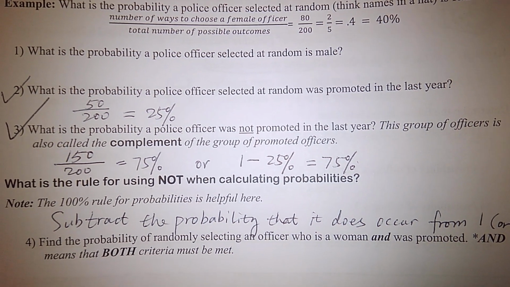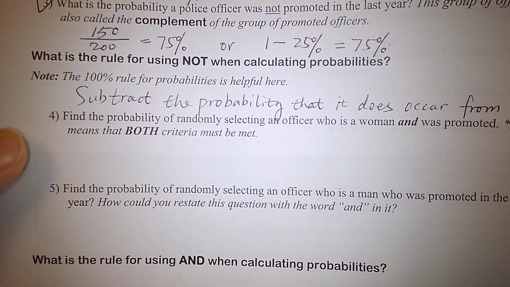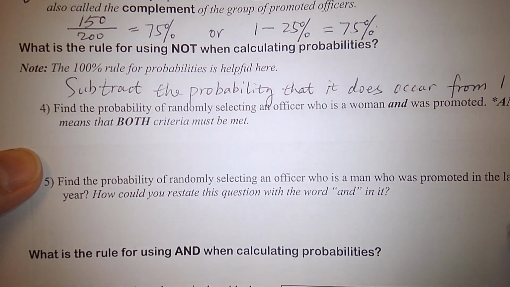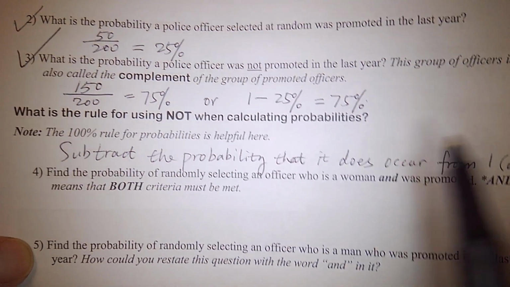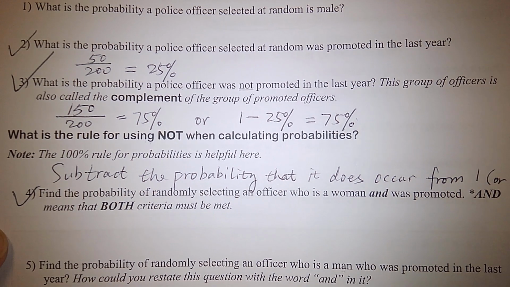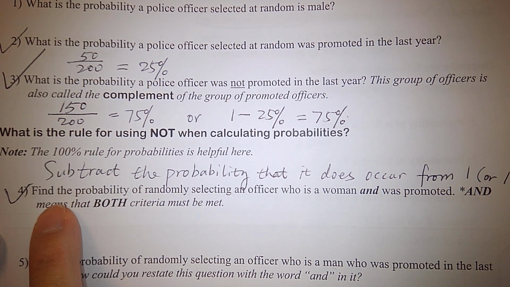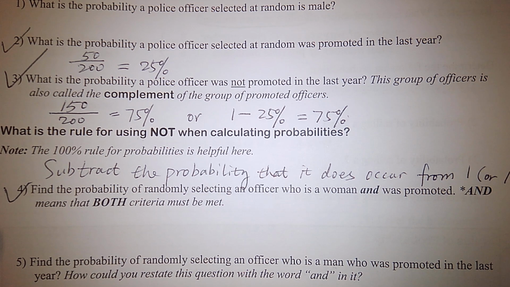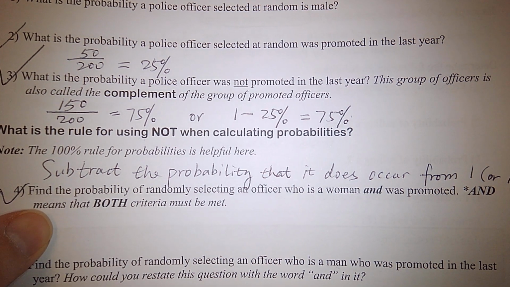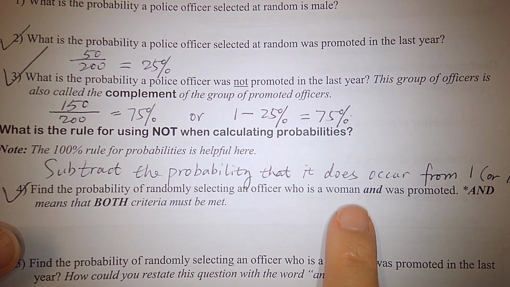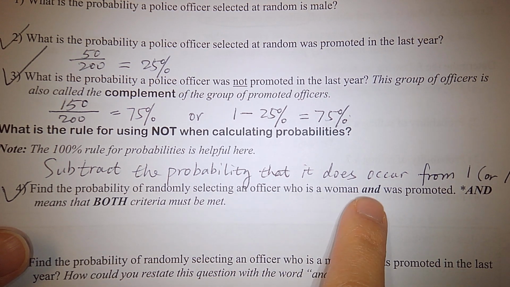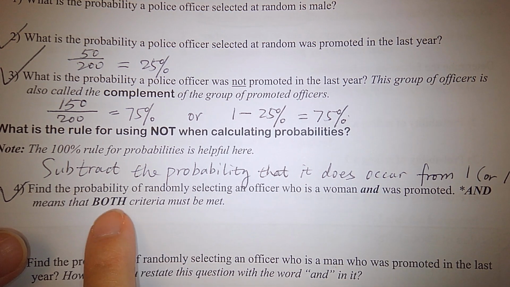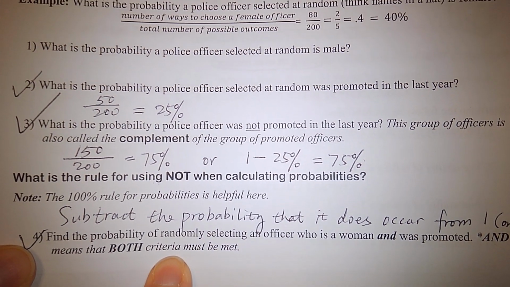All right, so now let's look at the next type. It's called AND. So we have question 4 and 5. Let's do question 4. I'm going to ask a volunteer to read question 4 first. Whose turn? Helen? Find the probability of randomly selecting an officer who is a woman and was promoted. And means that both criteria must be met. Okay, good.